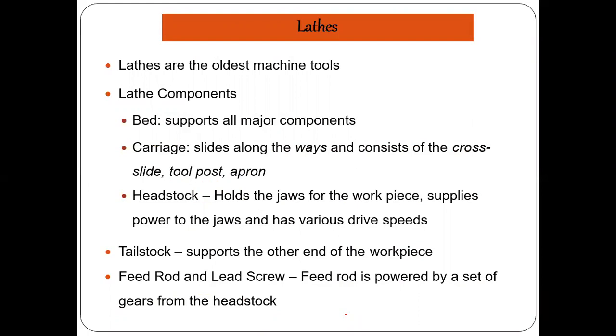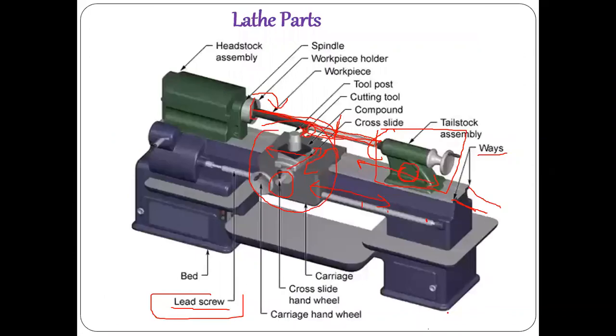The main component of the lathe is the bed. The bed supports all major components. Whatever the major components are, the headstock, tailstock, carriage, everything is mounted on this bed only. So the portion which supports the entire machine is called the bed. Then the carriage can slide from tailstock to headstock along the ways, and consists of a cross slide, tool post, and apron. This cover is called the apron, whatever is entirely covered.